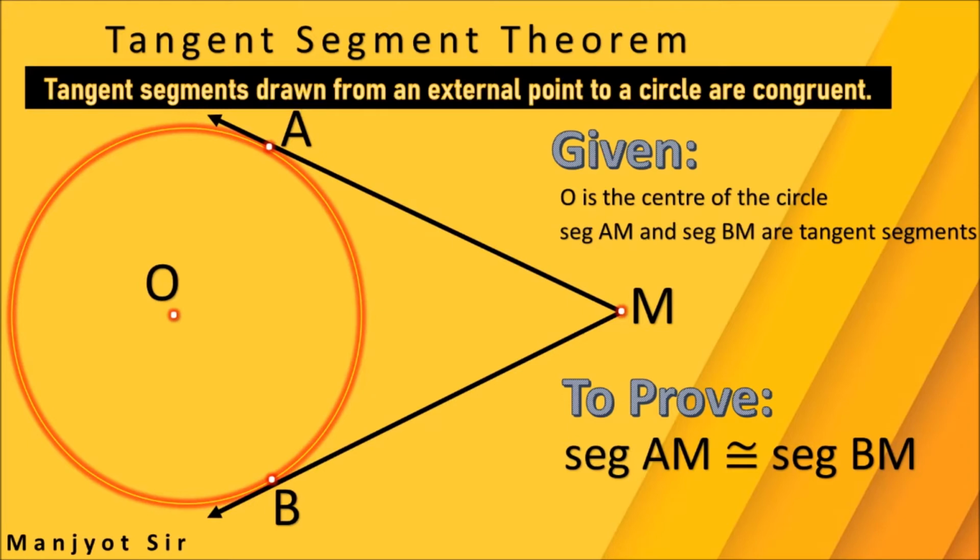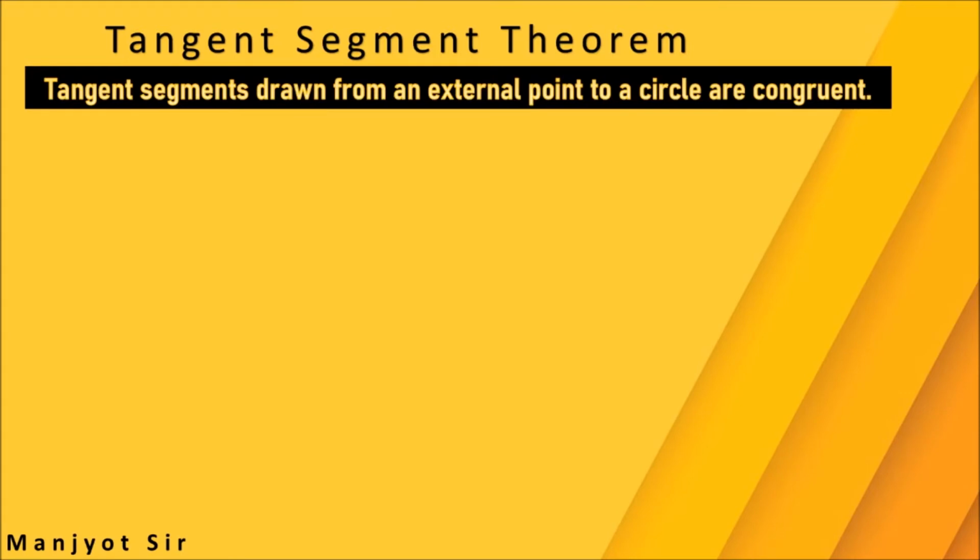Many sums are asked in exams based on this theorem. Also, the proof of this theorem is important. So let's begin with the proof of this theorem. Let me explain this theorem one more time. The statement of the tangent theorem says tangent segments drawn from an external point to a circle are congruent.